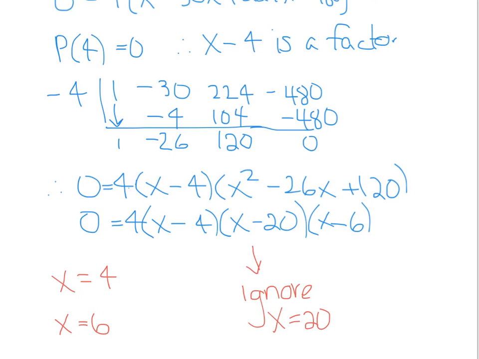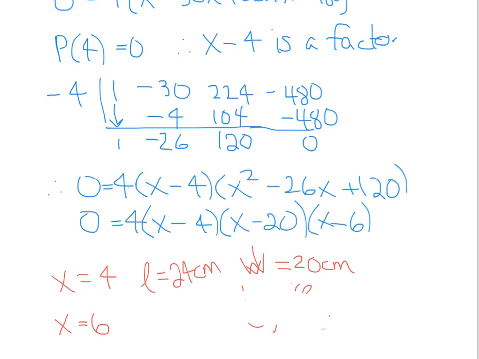With the 4, you would actually get a length of 24 centimeters, and then you would get a width of 20 centimeters. And then with the height of 6 centimeters, you would get a length of 20 centimeters and a width of 16 centimeters. So you have two sets of actual possible dimensions there. These, of course, would be your heights. And there we go for that question.